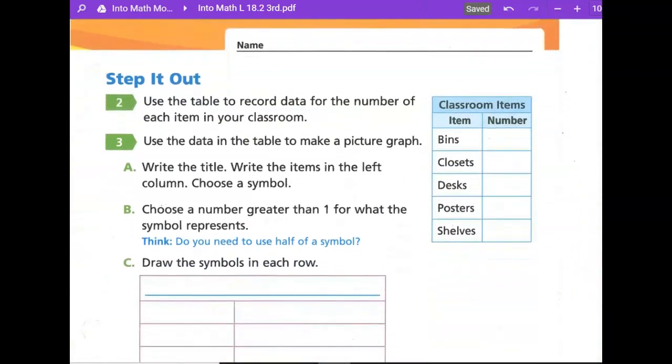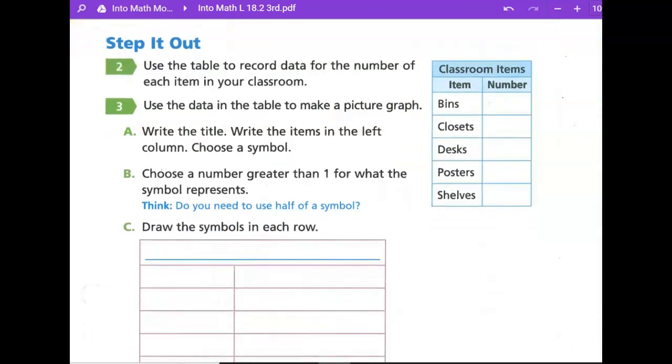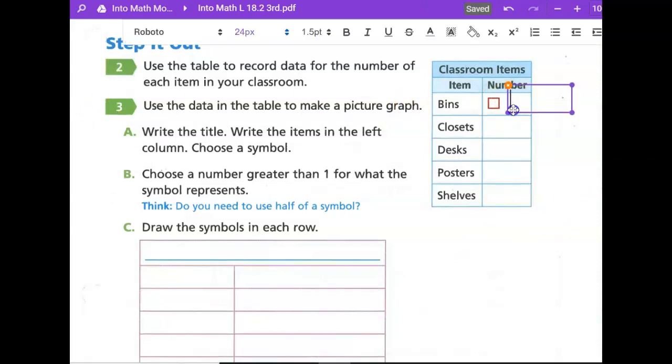Okay, let's go on over to the step it out. These graphs take a long time. It says use the table to record data for the number of each item in your classroom. How many bins do you have? Well, let's count our little bins where we keep our crayons and stuff. So we have 3, 6, 9. We have 10 bins. Got to go back to a text box. 10 bins.